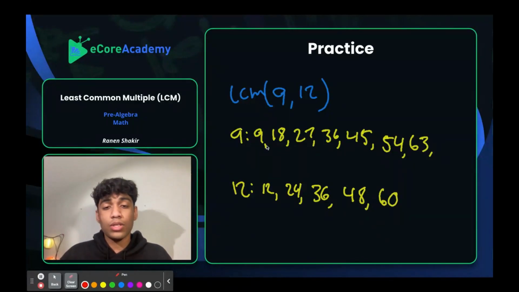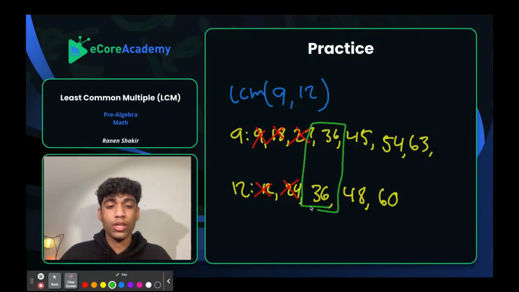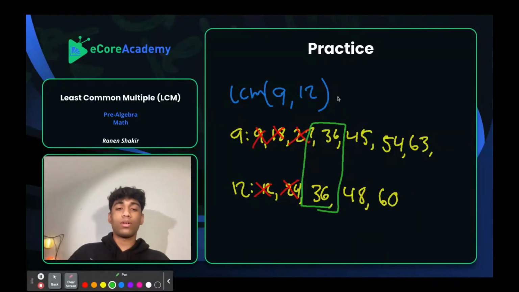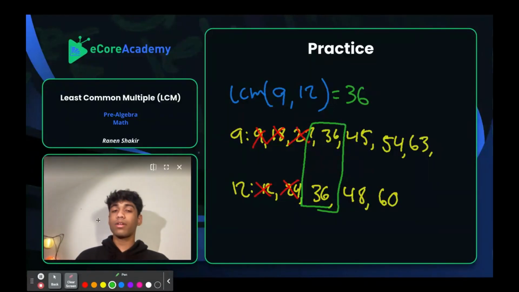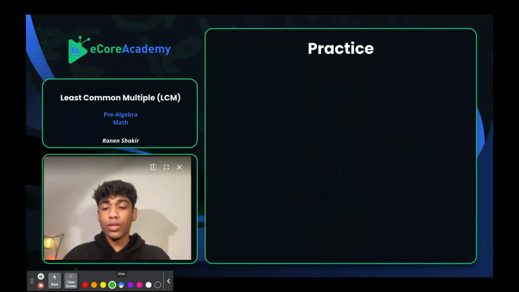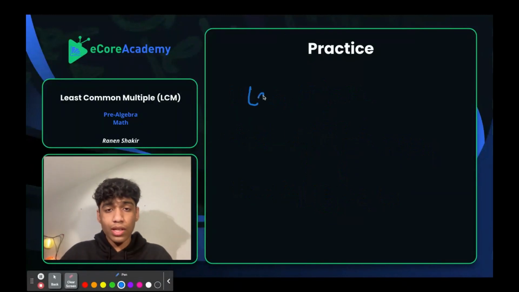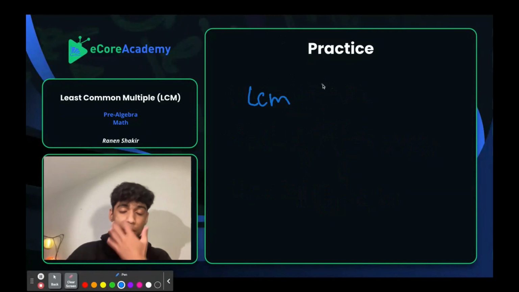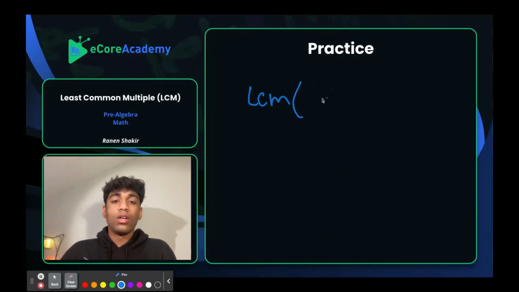Let's find our LCM. Let's check real quick. 9 doesn't work, it only goes for 9. 12 doesn't work, only for 12. 18 doesn't work, only for 9. 27 doesn't work, only for 9. 24 doesn't work, only for 12. 36 is going to be our LCM because this is the first number that they both share. So your LCM of 9 and 12 is going to be 36. If we got that, great job. If not, go back and see where we went wrong. It's all good. Let's do one more together and then move on to our last topic of discussion for LCM.